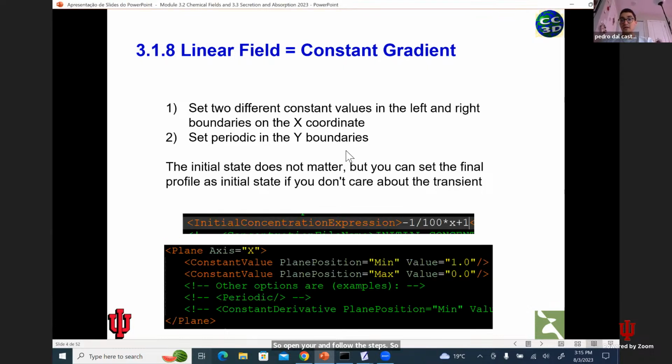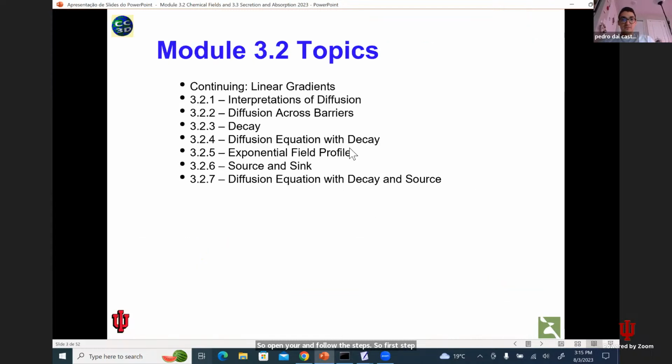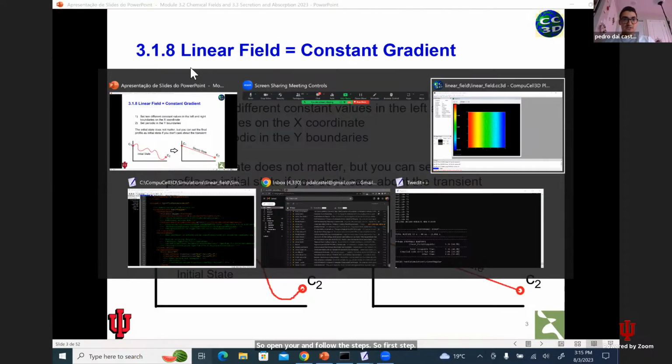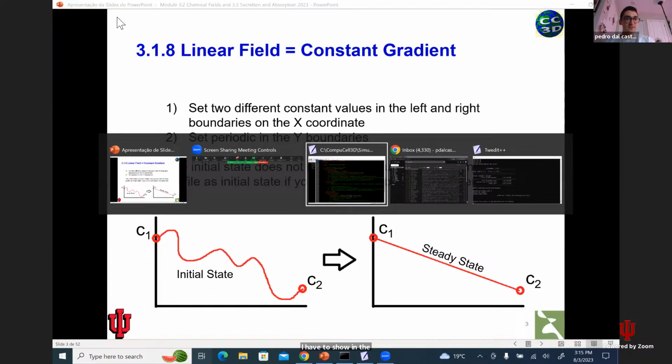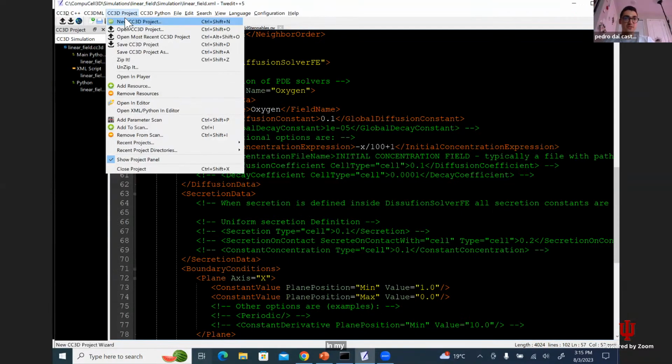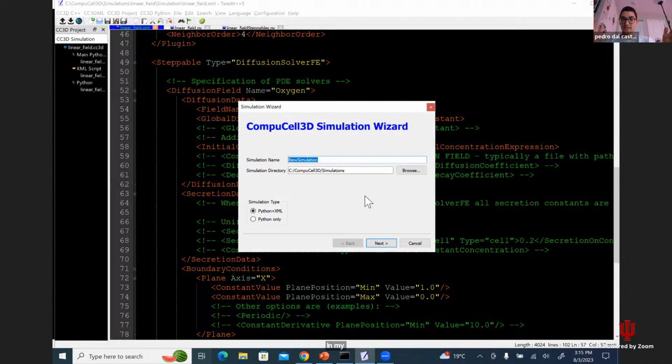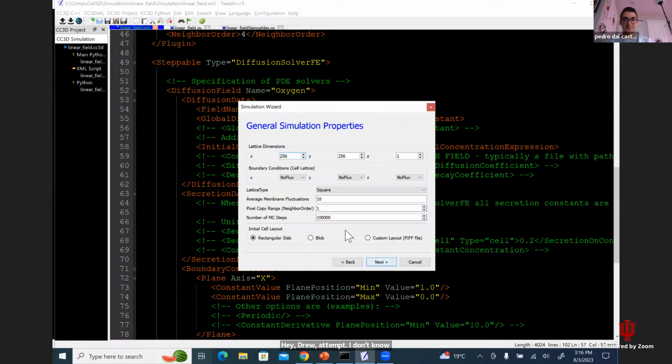First step. CC3D project, new project, give it a name. Pedro attempt, I don't know. Python plus XML, next. Here, choose lattice dimension 100 by 100. And that's all for the general simulation properties, 100 by 100.